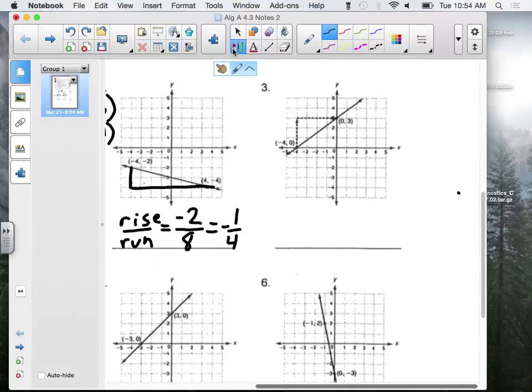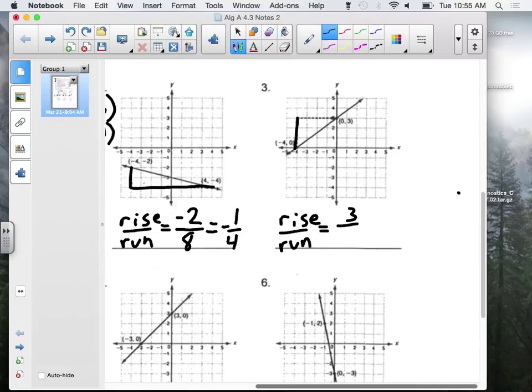Okay, next problem. So our 2 points are (-4, 0) and (0, 3). So first things first is rise over run. We find our rise first, so on here, they're starting at (-4, 0). How many units do we have to go up? We're moving 3 units, right? So is it positive or negative? Because you're going up, yep.